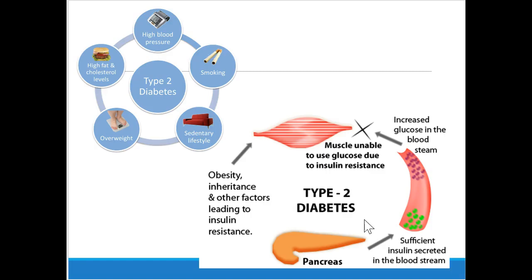All right, let's talk about type 2 diabetes. Type 2 goes along with a lot of other cardiovascular issues, and there are a lot of things that I think augment the effects of type 2 diabetes. So smoking, overweight patients, sedentary lifestyle, high blood pressure, high fat and cholesterol diet.